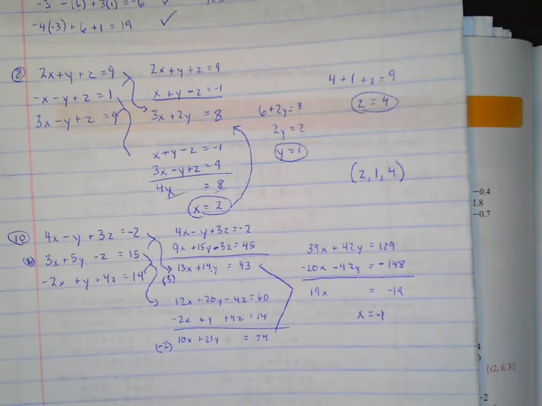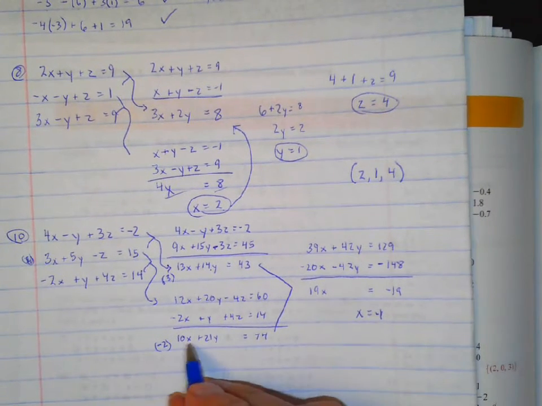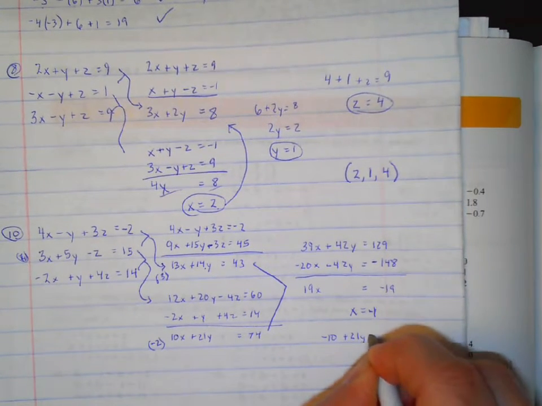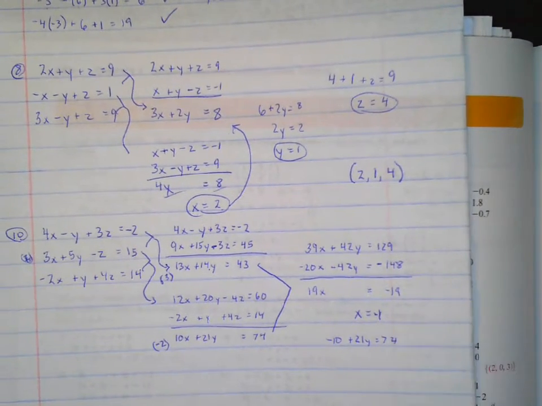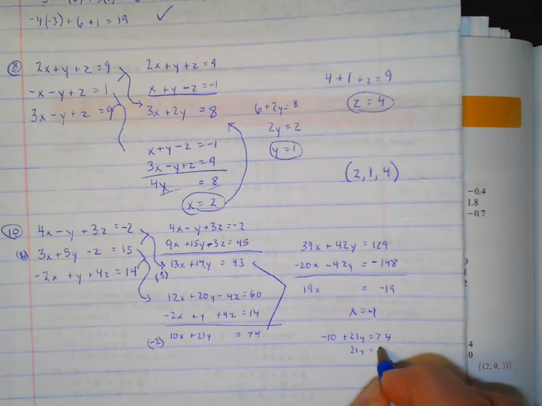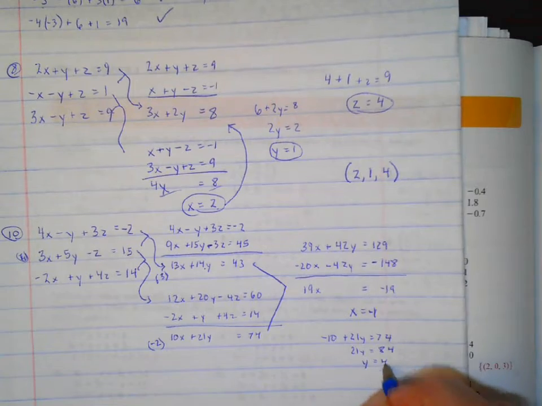Okay, I'm going to take that, plug it in, I'll just take this one and plug it in there. So 10 times negative 1 would be negative 10 plus 21y is equal to 74. Add the 10 over and divide gives me y is 4.